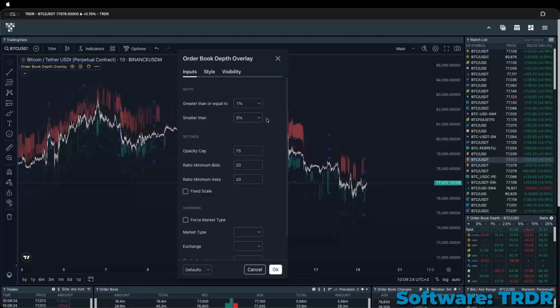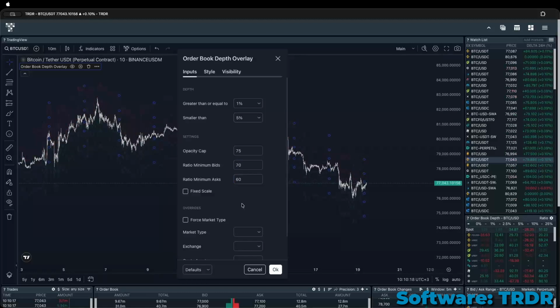Now, I like to leave the opacity cap as it is, but in the ratios, I want to actually see strength, and a ratio of 20 for minimum bids and minimum asks is way too low. That's why on the chart you're seeing the overlay being way too sensitive and almost appearing everywhere. So here I'm gonna choose 70 for the bids and 60 for the asks. And just like that, you can see how it cleared my chart.